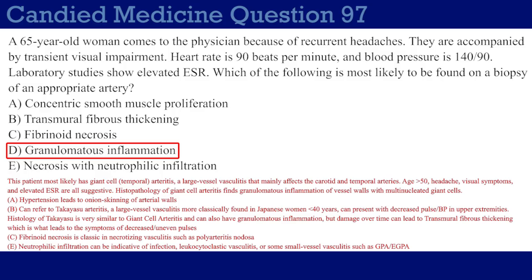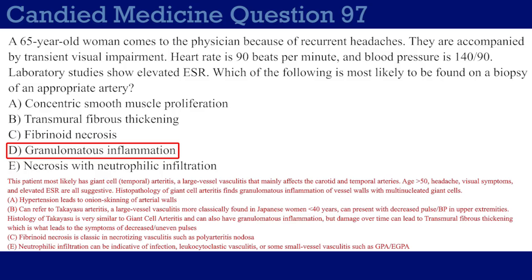So choice A, concentric smooth muscle proliferation. This is referring to hypertension. Hypertension, if you keep pounding the arteries, you can lead to an onion skinning of arterial walls. So in other words, you can have a concentric growth of smooth muscle. You should be able to recognize this. Choice B, transmural fibrous thickening. This is a little bit non-specific.